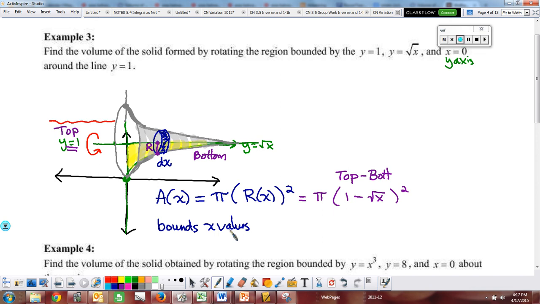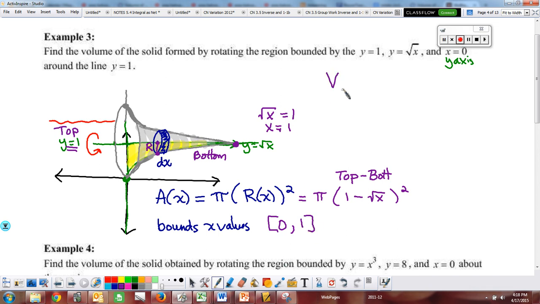All right, then I need my bounds. Well, the easy one is starting at the y-axis, so we're going to go from 0, and then here I need to figure out this x value. And remember, what do we know? We know it's the intersection of square root of x and y equal to 1. So square root of x equals 1, x equals 1. So we're going 0 to 1.